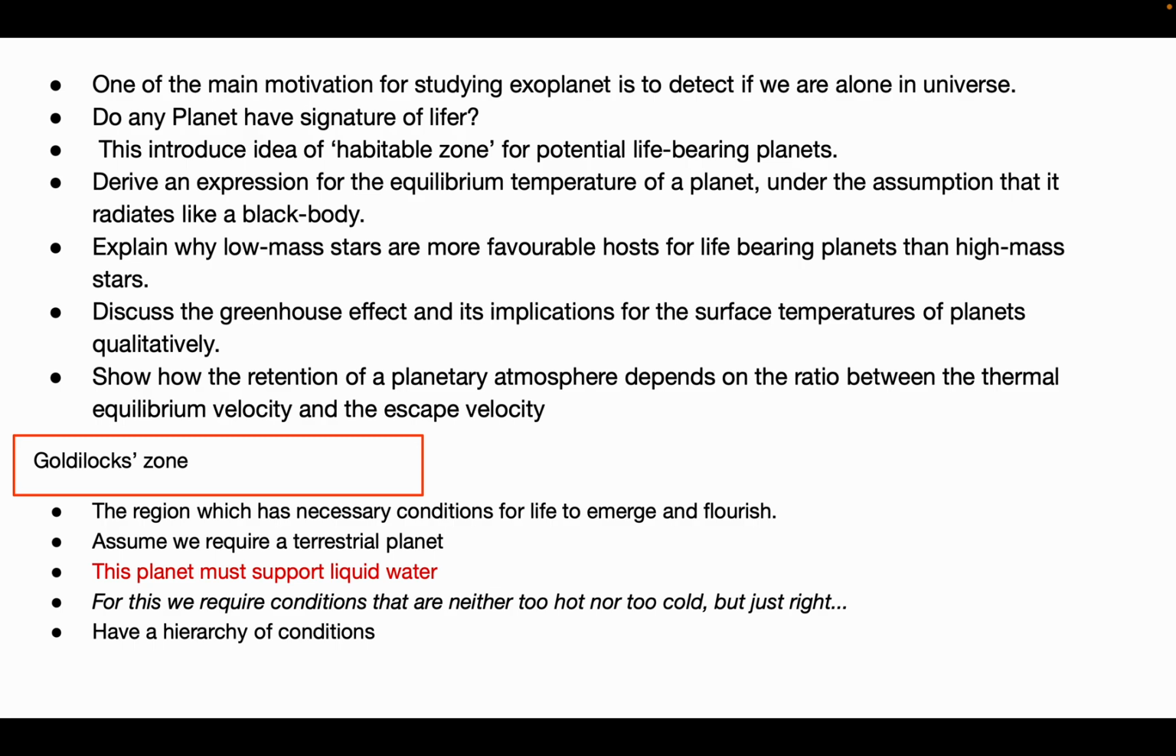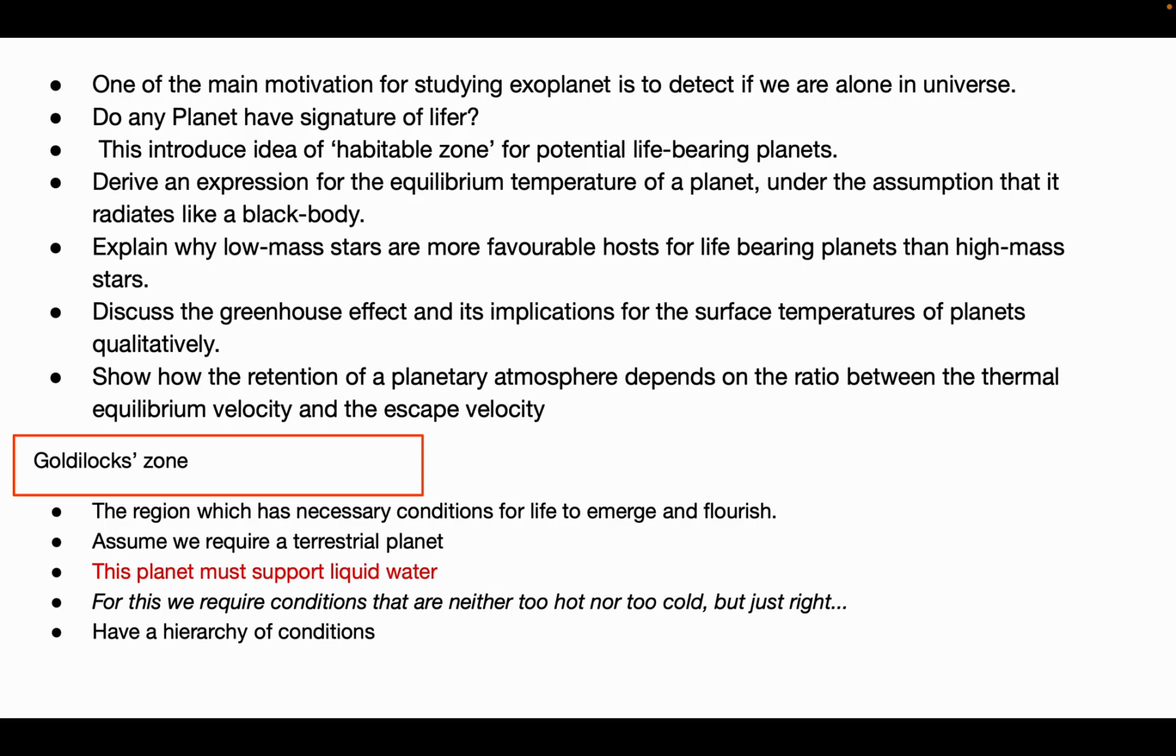One of the main motivations for us to study exoplanets is to detect if we have alien life in the universe. Do we have any signature of life? Yes, this slide also has many typos.